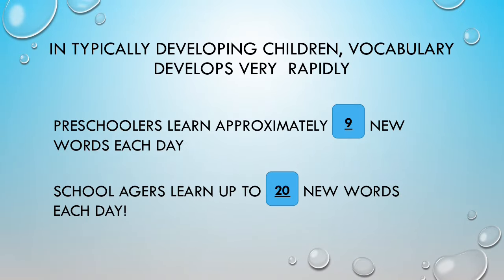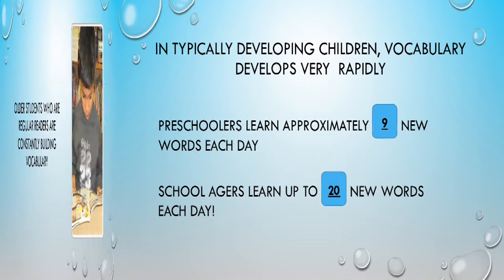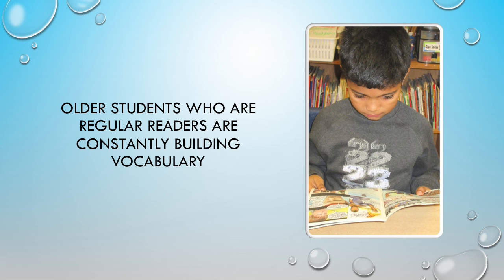Okay. How does the vocabulary develop? Well, it should develop very, very quickly. Preschoolers should be learning at least 9 words a day, which is really very rapid when you think about it. School-agers, it's even more rapid, 20 words a day. Okay? We also know that older children who are regular readers are constantly building vocabulary. And this little guy, he likes comics and Spider-Man, so he's reading.